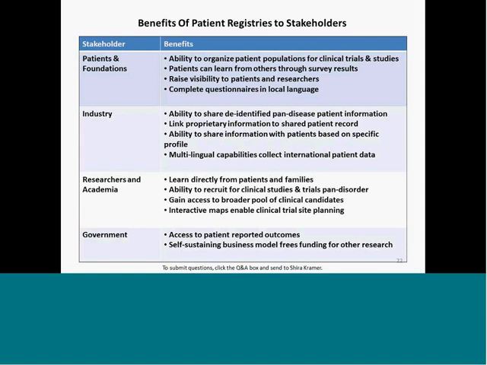These are the benefits, and I believe the slides will remain available for your use if you can download them. But we've talked about these: the benefits to the patients and the patient advocacy groups, the foundations, the industry, the researchers in academia, and the government. I think it's just sort of understood that we can really begin to organize our patients and their families to become ready to participate in clinical trials. Even if there is no product on the horizon, it is good to start these registries as early as possible.